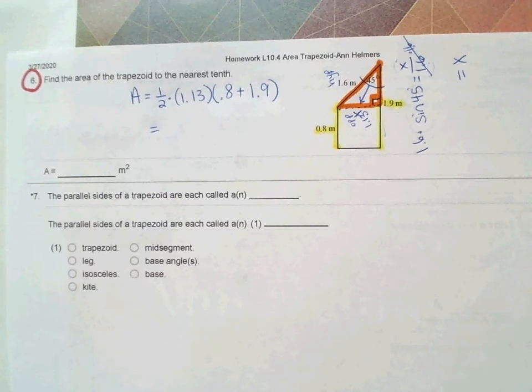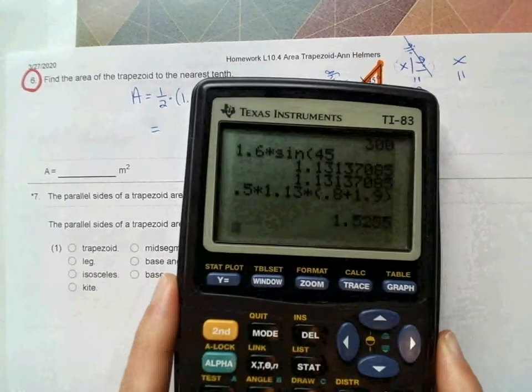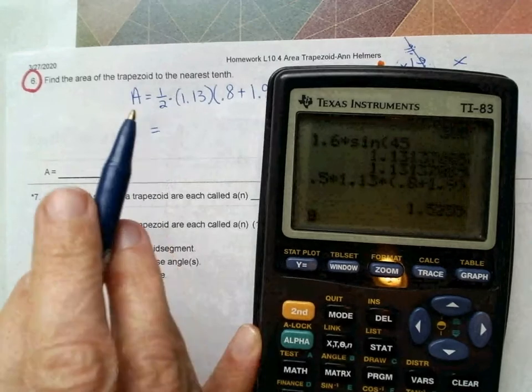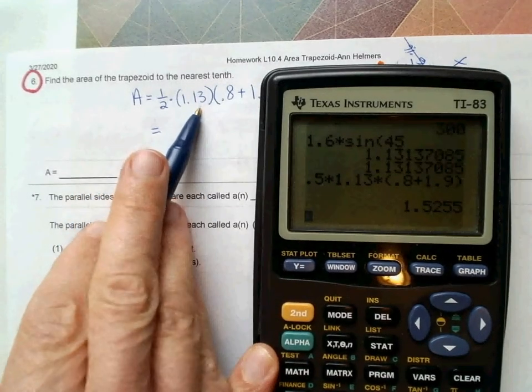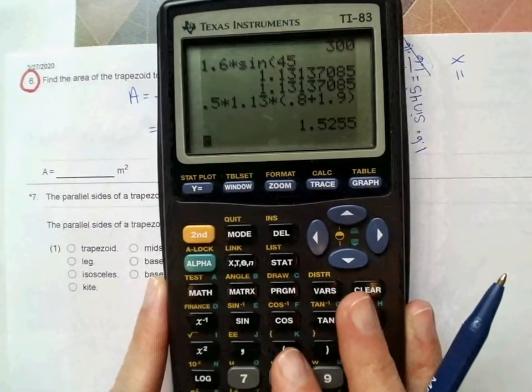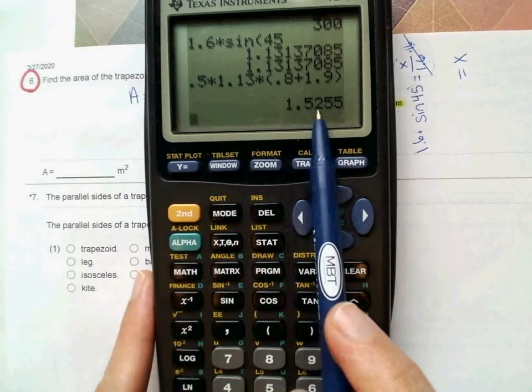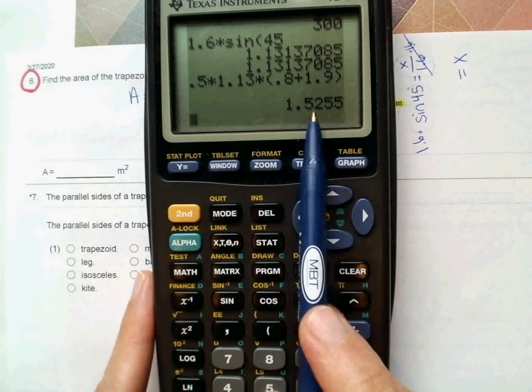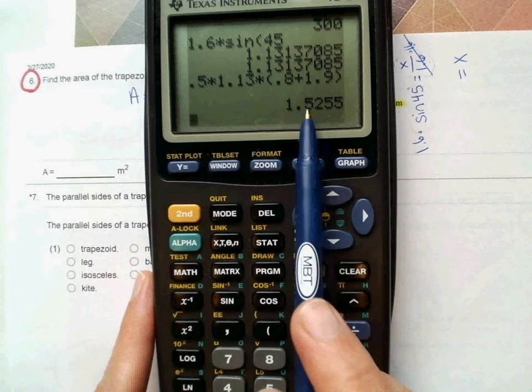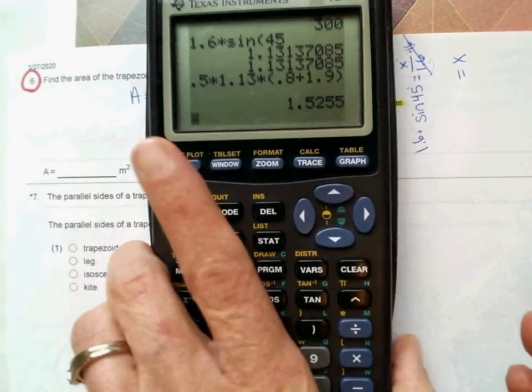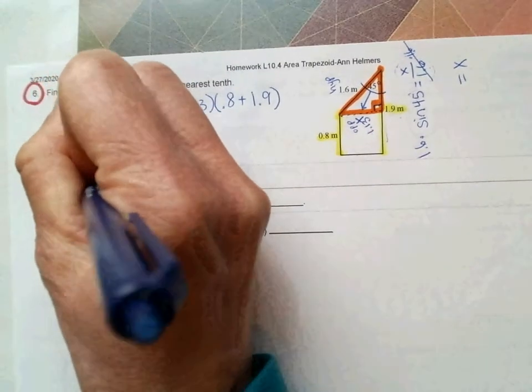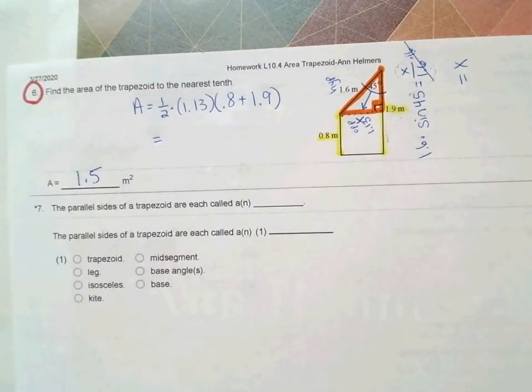Our final answer, they want rounded to the nearest tenth. So I know it says round to the nearest tenth, but the more digits you put here, the more exact you'll get. So when I type all that in, I get 1.5255. Tenth means one digit, so the 2 does not change that. So I would put 1.5 for my answer here. Okay, so a good review of SOHCAHTOA there for us.